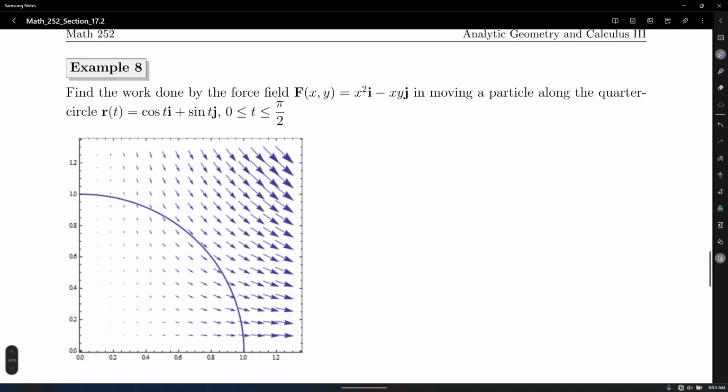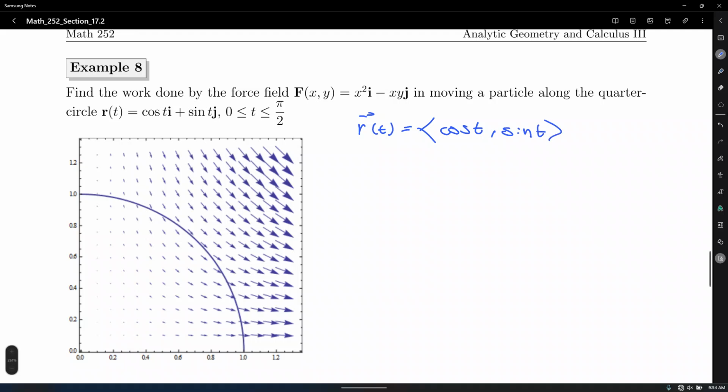Okay, but the thing is, how are we going to evaluate this integral? Number one, what do we have? r of t, which is cosine t, sine t. Okay? And take the derivative.